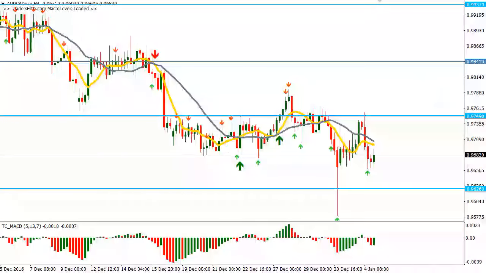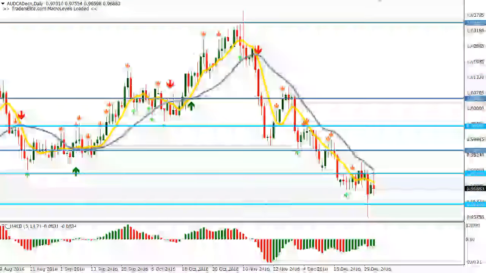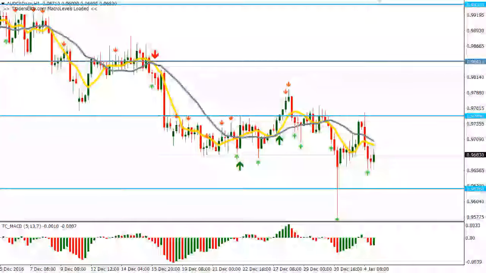Aussie CAD, weekly down, daily down, and down on the 4 hour. So it's a tricky one here. I mean, it's all very much down, but it has been fighting back. We had this price flip over here. We've had a recent one, so I wouldn't be looking at that at this stage.